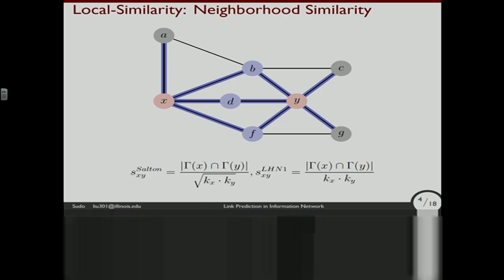Also, we can use the degree to normalize the common neighbors, that is, divide by the two nodes' degrees. In this example, we just divide by 5 times 4, since the degree of x is 4 and the degree of y is 5.